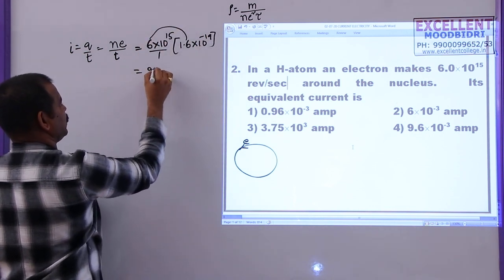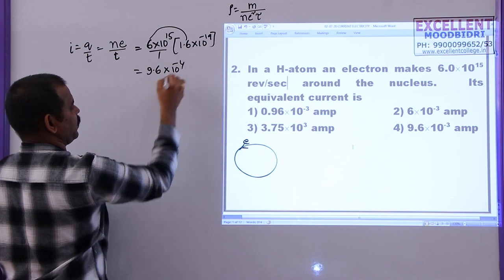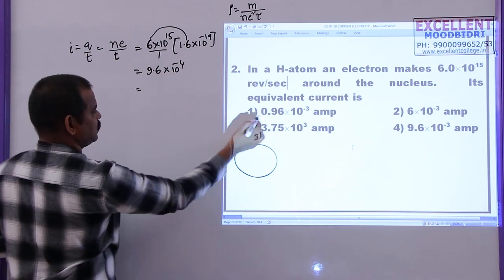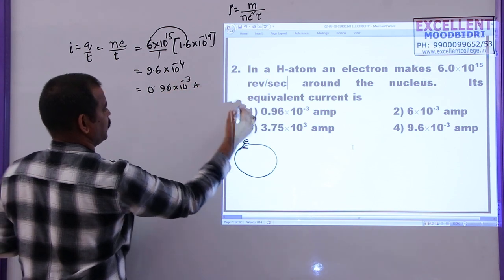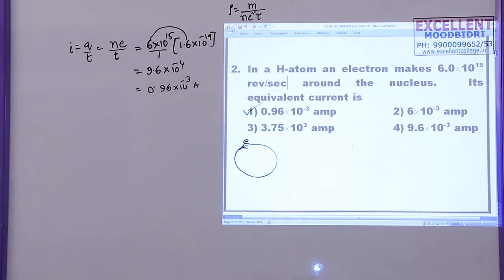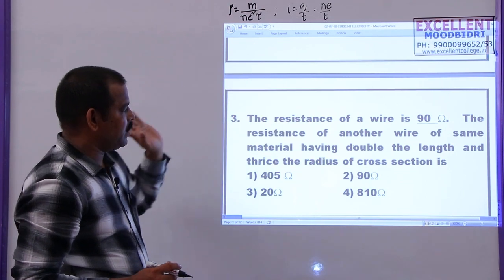1.6 into 6 will be 9.6 into 10 power minus 4. So this is 0.96 into 10 power minus 3 ampere. The first option is correct. Third one, the resistance of a wire is 90 ohms.